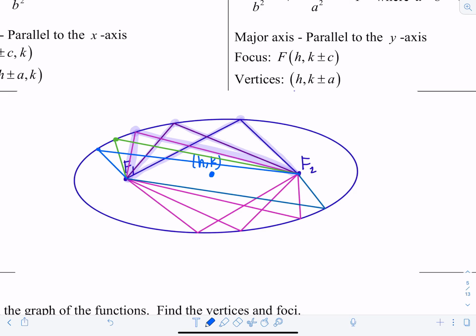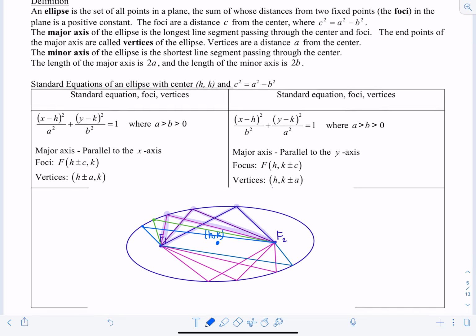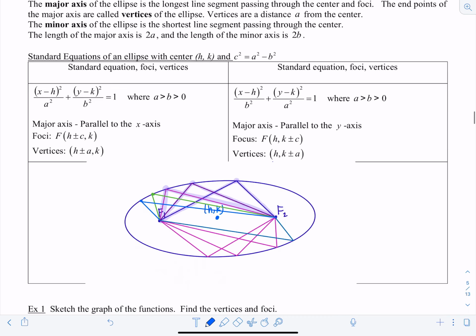Okay. So a parabola had one focus, an ellipse has two of them. Now the foci are a distance c from the center, where c squared equals a squared minus b squared. I will explain what a and b are in a hot second. So here is c. C is the distance from the center, (h, k), to each of the foci.